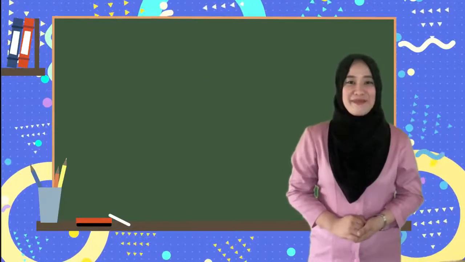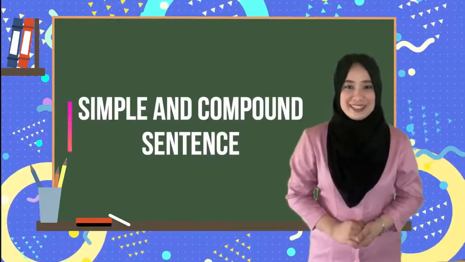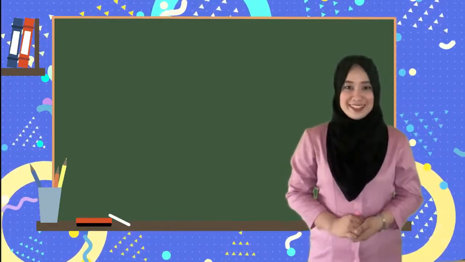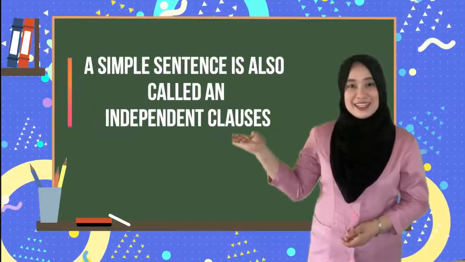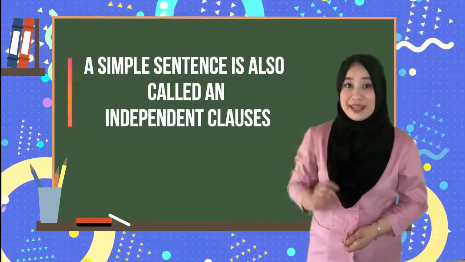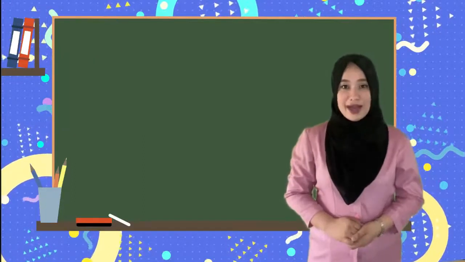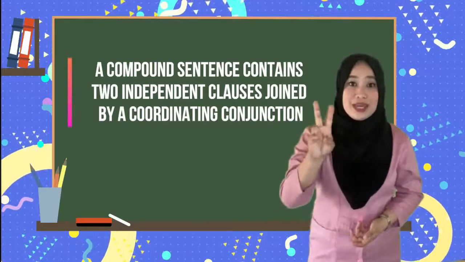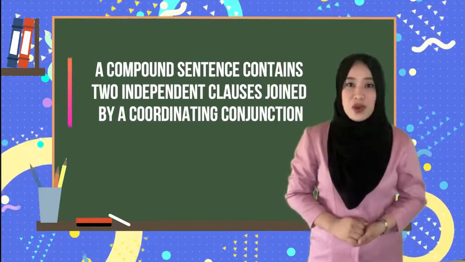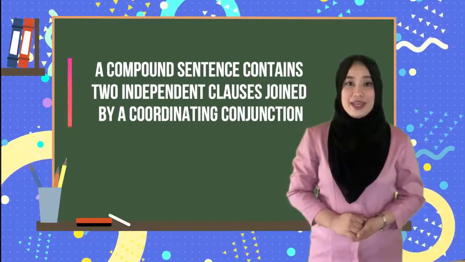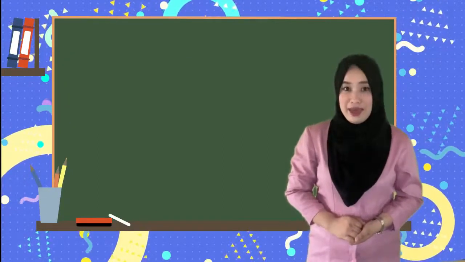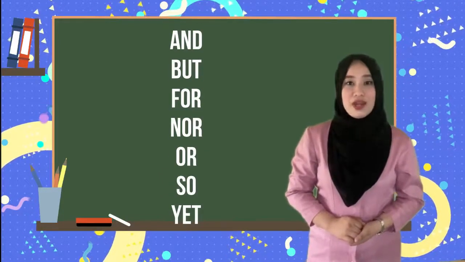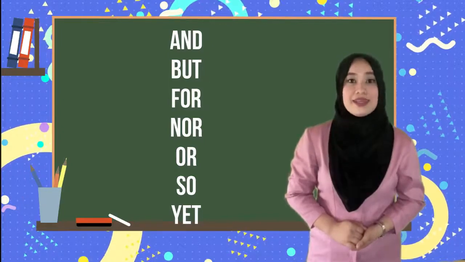Last week, we discussed the simple and compound sentence. Do you still remember what a simple and compound sentence is? A simple sentence is also called an independent clause, while the compound sentence contains two independent clauses joined by a coordinating conjunction: and, but, for, nor, or, so, and yet.